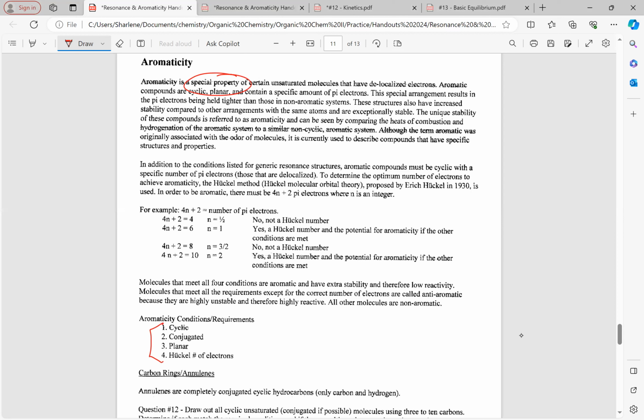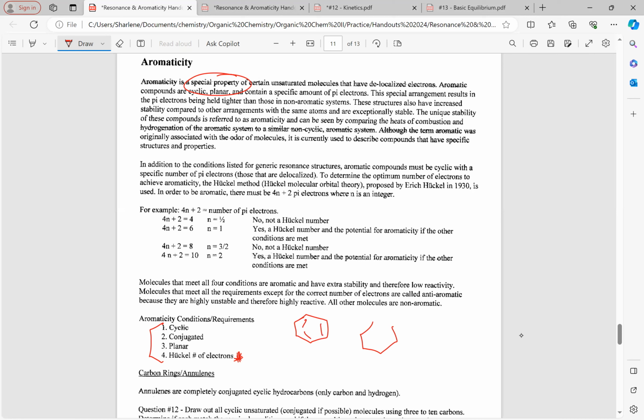Number one, if you want to be aromatic, or extra stable, it has to be cyclic, it has to be conjugated, it has to be planar, and you have to have a special number of electrons. Now the cyclic is just a dead giveaway nowadays. We've done enough systems. Hey, look, it's cyclic. That one's not. It has to be cyclic. It has to be conjugated.